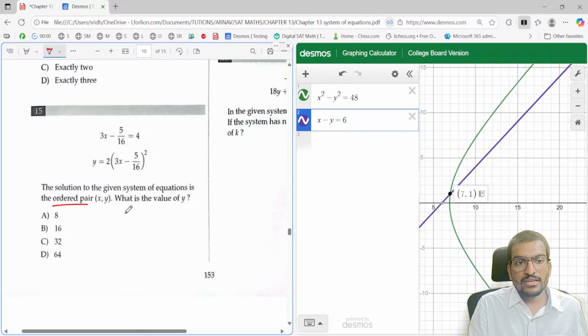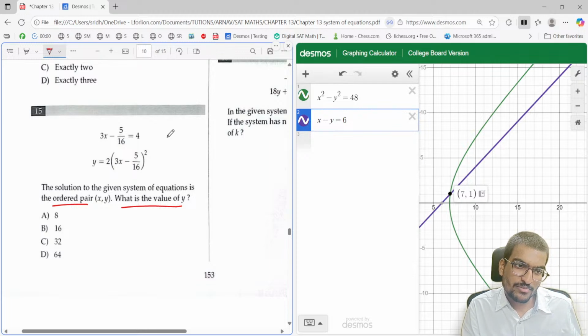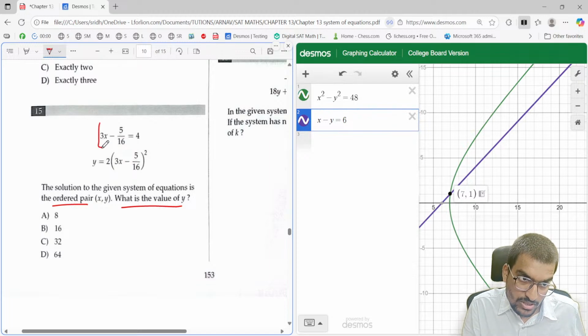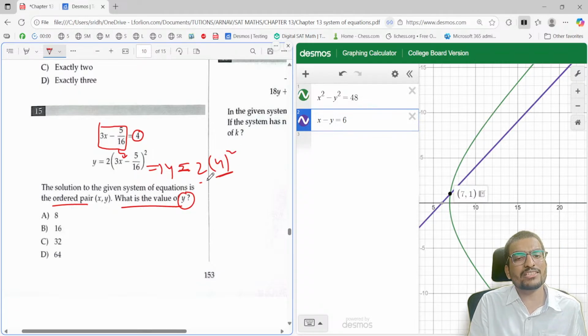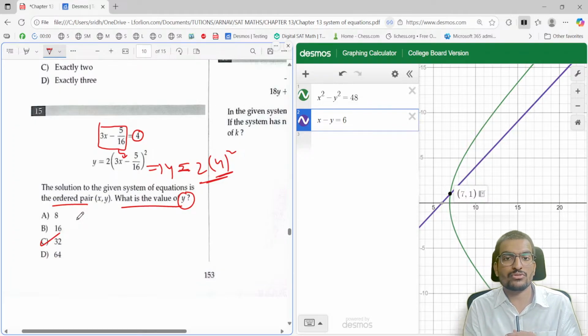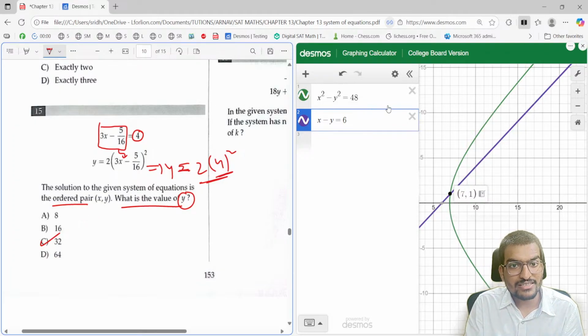The solution to the given system of equations is the ordered pair x comma y. What is the value of y? It's better to keep that into DESMOS. But wait, if you watch carefully, this value is given here. So you can directly say y equals 2 times 4 squared. 4 squared is 16, 2 times 16 is 32. Even faster than DESMOS. Even if you put it in DESMOS, you still get the same result.